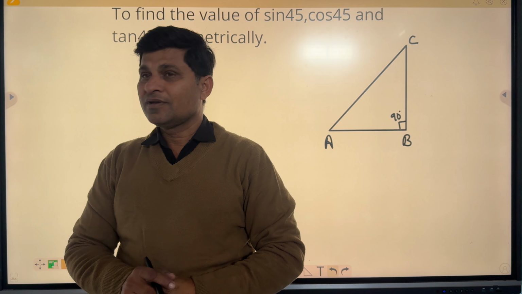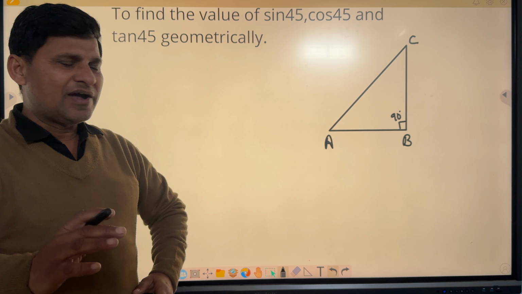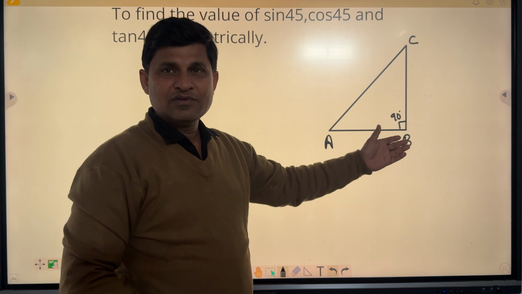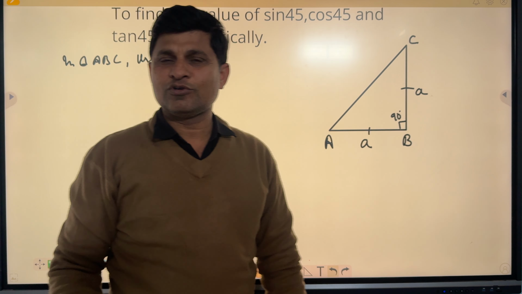ठीक है ना। So for that we have to take a triangle ABC and that is a right isosceles triangle. Right isosceles triangle, you know that AB equals BC, that is a and a. Now in triangle ABC, using Pythagoras theorem, and you all know what is Pythagoras theorem.